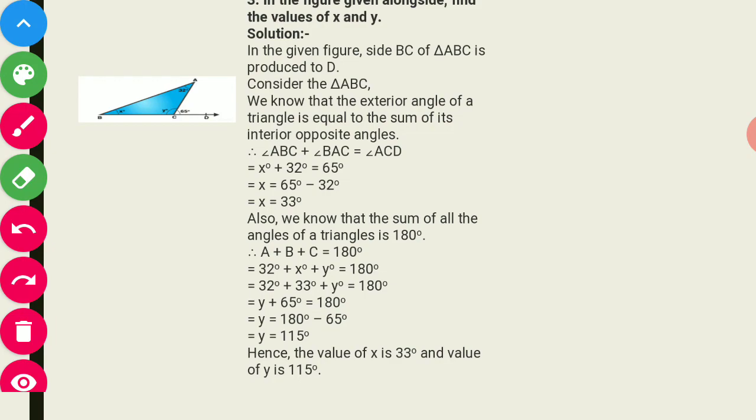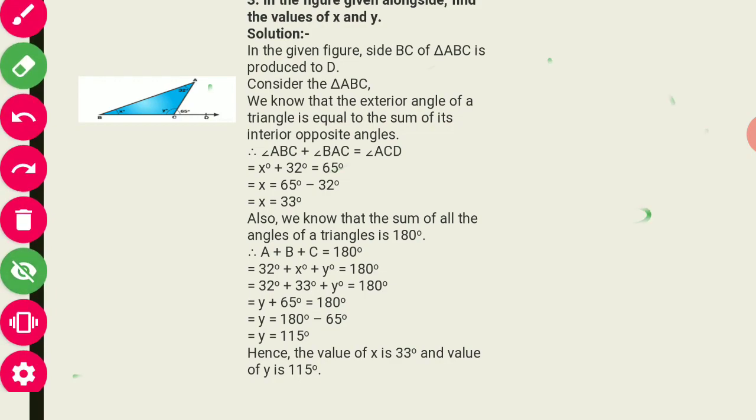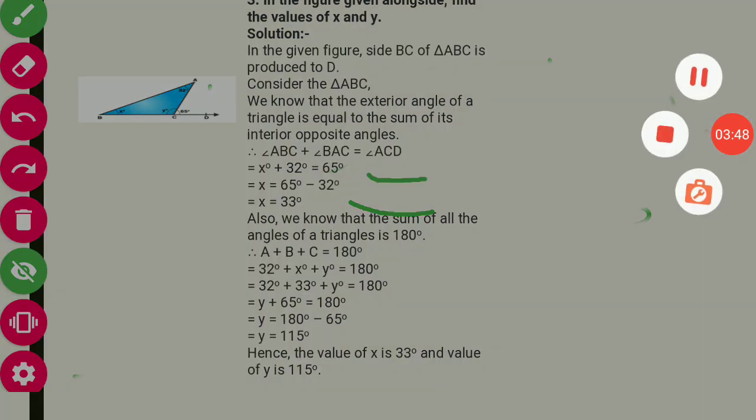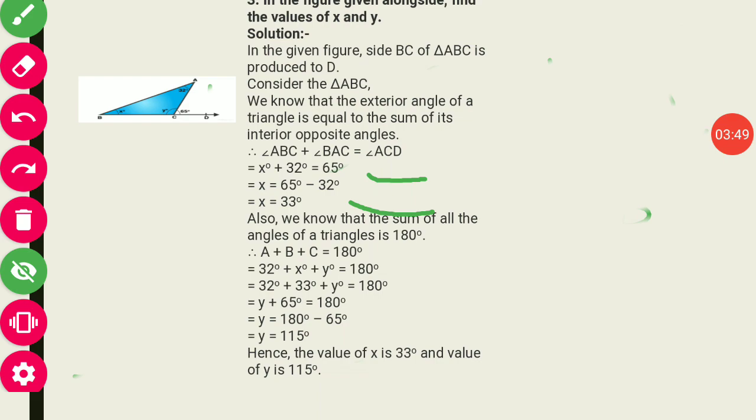In the given figure, as you can see here, ABC is x and BAC is 32 degrees, and the sum of these two interior angles is equal to 65 degrees. Now from there, the value of x you can calculate. From 65 degrees, if you subtract 32 degrees, it will give you x equal to 33. This way you have calculated angle x.